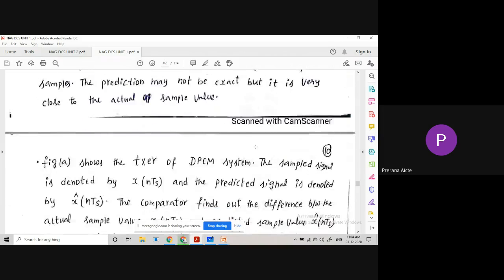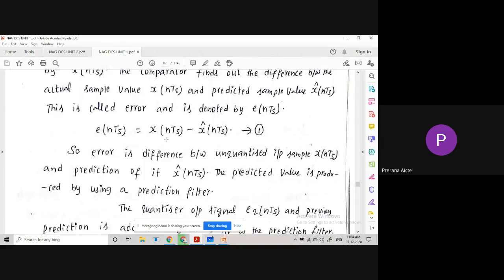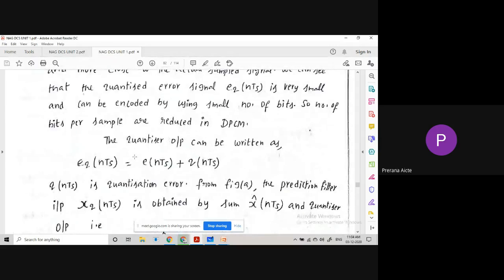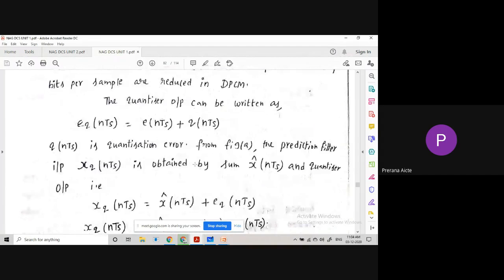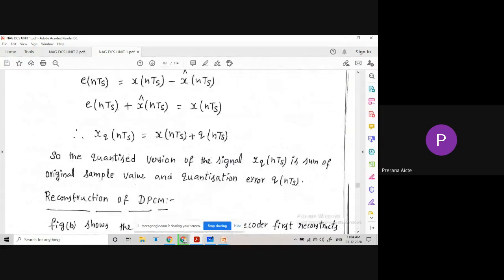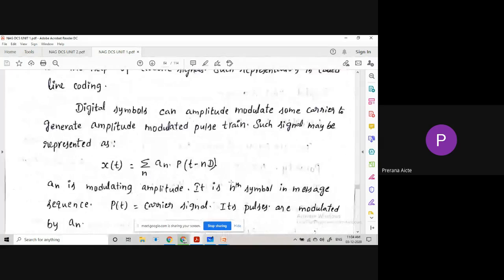See, these are the relations. e of nTs equals x of nTs minus x cap of nTs, the sampled signal and the prediction filter signal. This is the present sample, this is the past sample. Then the quantizer output eq of nTs equals the error signal, x of nTs minus x cap of nTs, plus the quantization error q of nTs. Then xq of nTs equals x cap of nTs plus eq of nTs. Okay. We'll see the problem, and we'll get a clear idea.